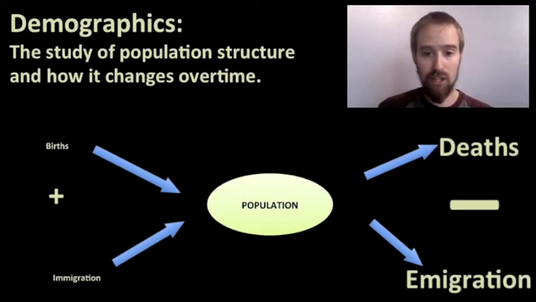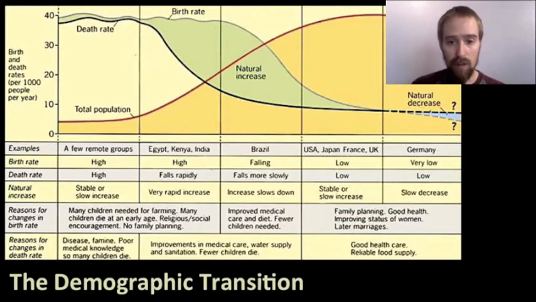As human populations develop over time, it turns out that there are predictable changes to birth and death rates in particular that occur as a population advances technologically and socially. And we call these predictable changes the demographic transition, in which a population develops from one with high birth and death rates to one with low birth and death rates. Let's take a look at how this demographic transition occurs.